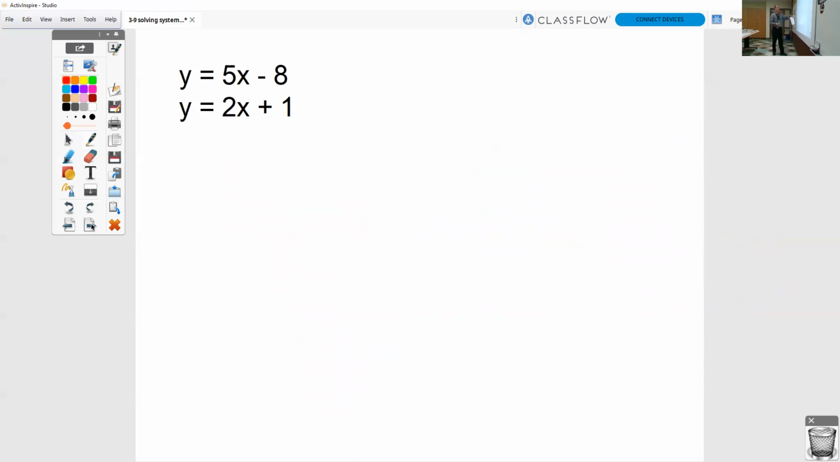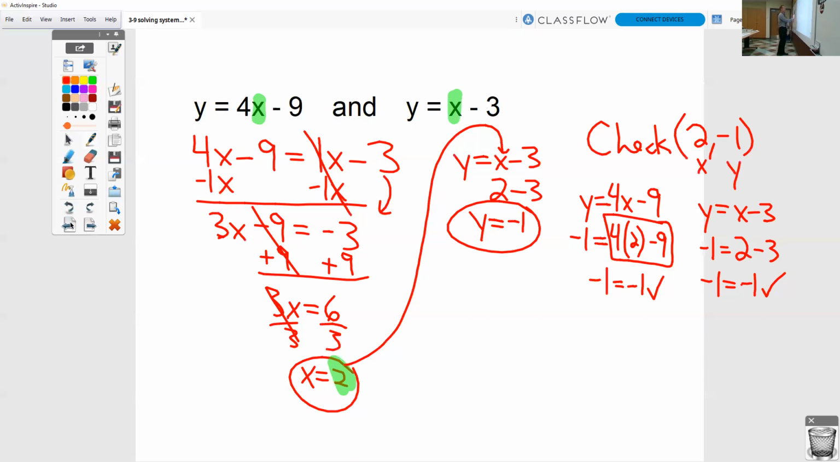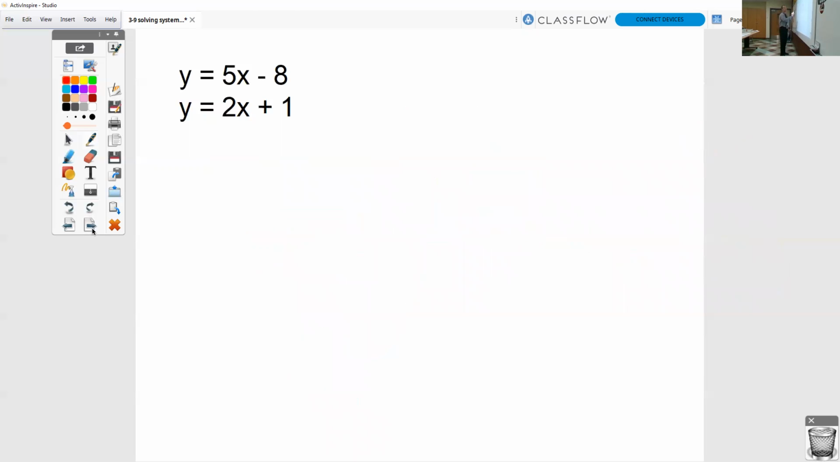Take a look at the next one. Now this one, instead of being side to side, like the previous one was with the letter and in the middle, this one's just written up above each other. That's fine. You're still going to do the same exact thing. It's just presented a little bit different. So you're still going to set the two equations equal to each other.